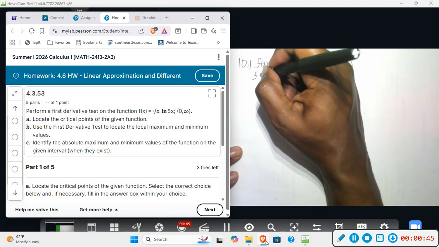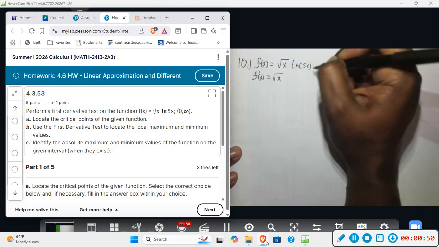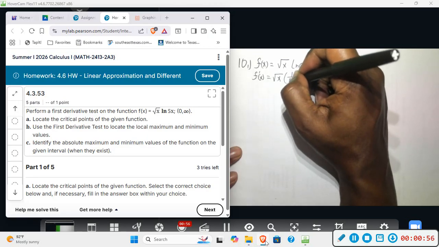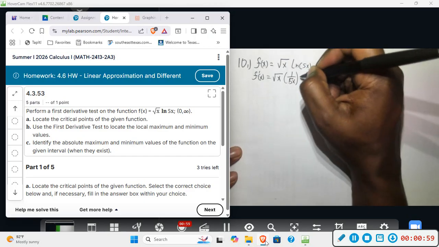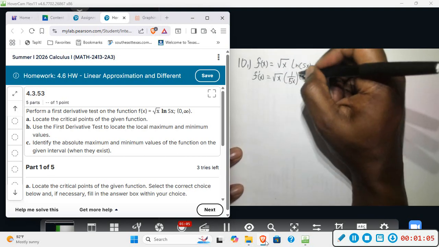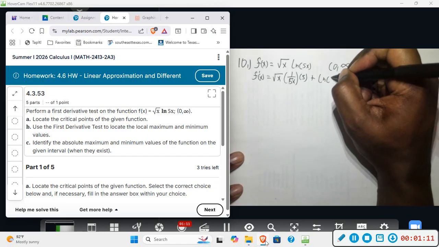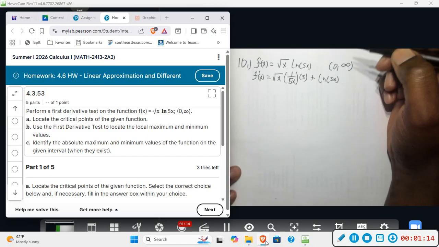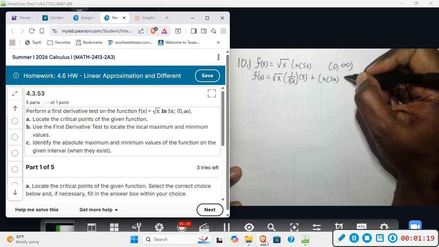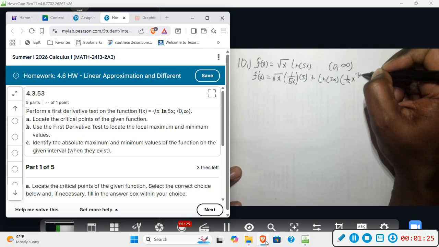Find the derivative. We're going to use the product rule. So first function times the derivative of the second, which would be 1 over the argument, sorry, 1 over 5x times the derivative of the argument, which would be times 5. First times the derivative of the second plus the second function times the derivative of the first. Derivative of square root of x is 1/2 x to the negative 1/2 power.